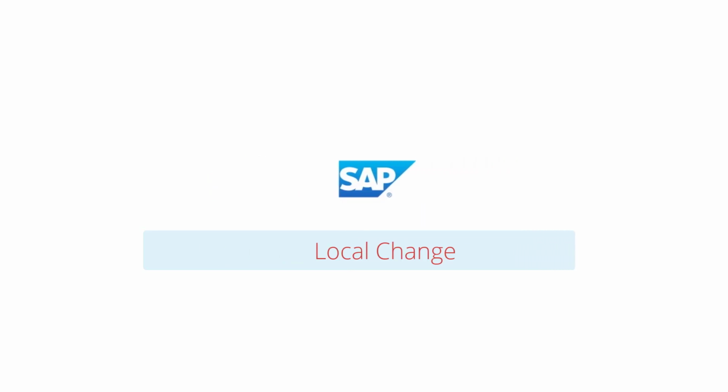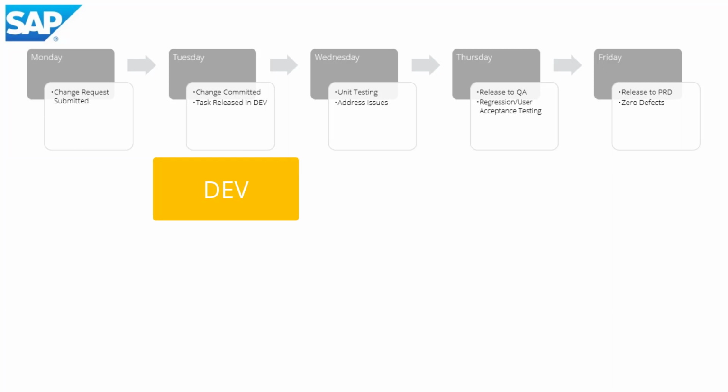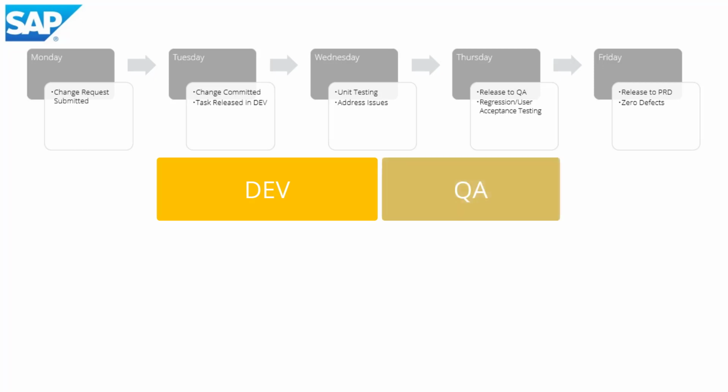In the second half of this demo, let me show you how LiveCompare supports local SAP changes, including daily and weekly releases, as well as emergency fixes. Here's a high-level example of a weekly change management process. Let's say a request is received on Monday. It's assigned to a developer, and change is committed to development. Unit tests and quality checks are then performed, and follow-up development is completed if necessary. The change is then released to QA for regression and user acceptance testing.